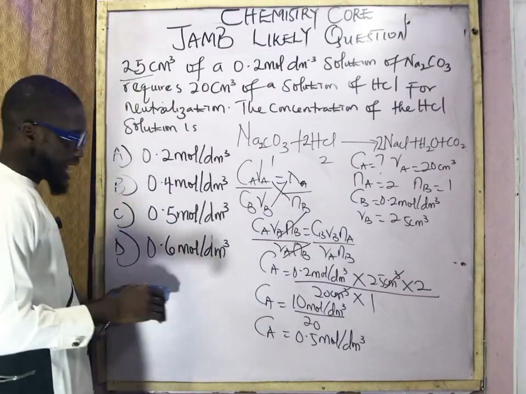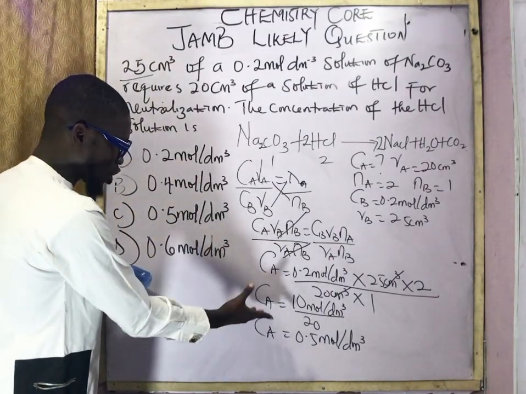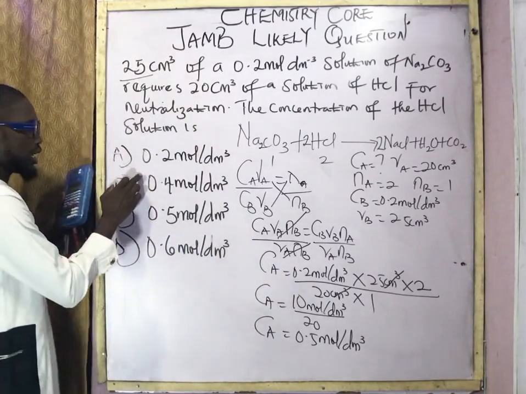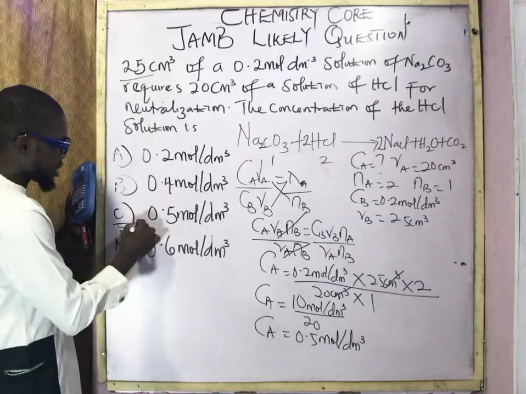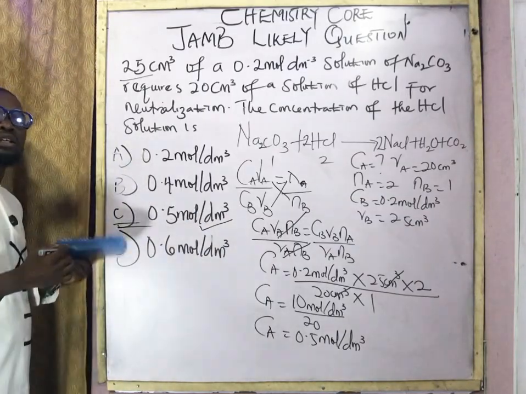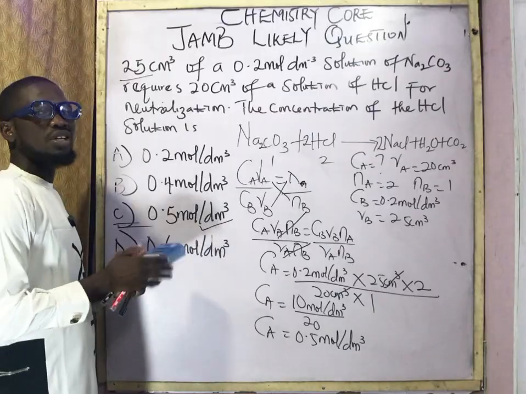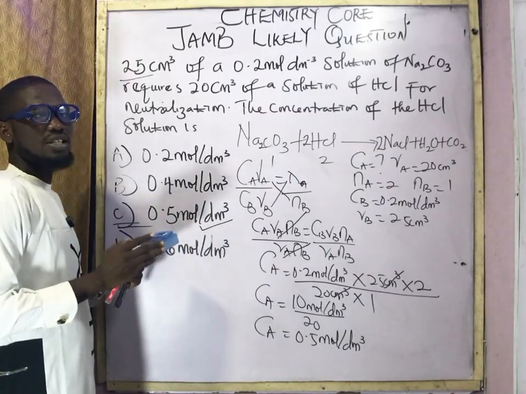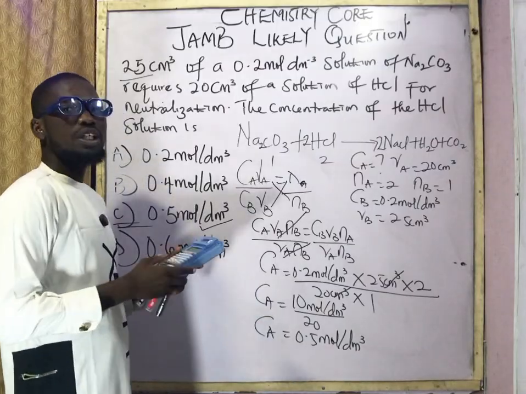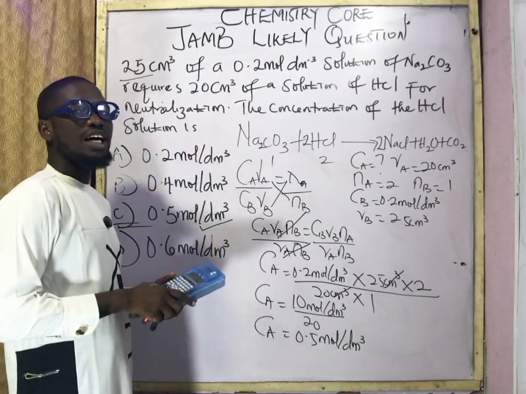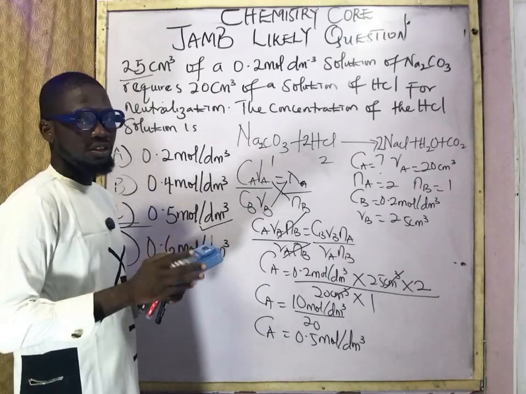So guys, let's take a look at the options with respect to what we have solved on the whiteboard. Option A, no. Option B, no. The correct answer is option C. So guys, mind the way you approximate, because the kind of calculator that JAMB will supply for you is not a scientific calculator, because it does not have any functions.